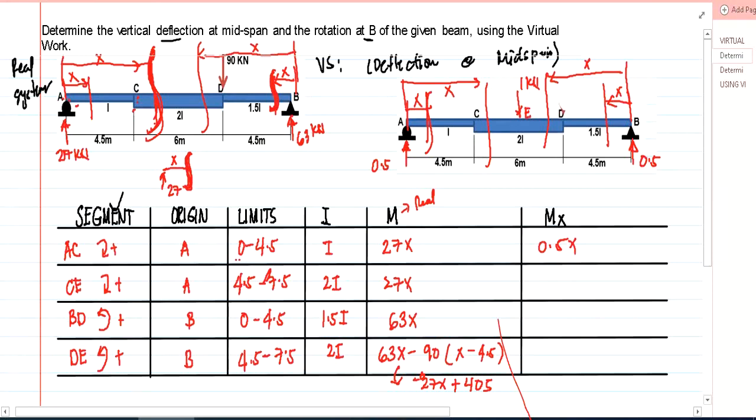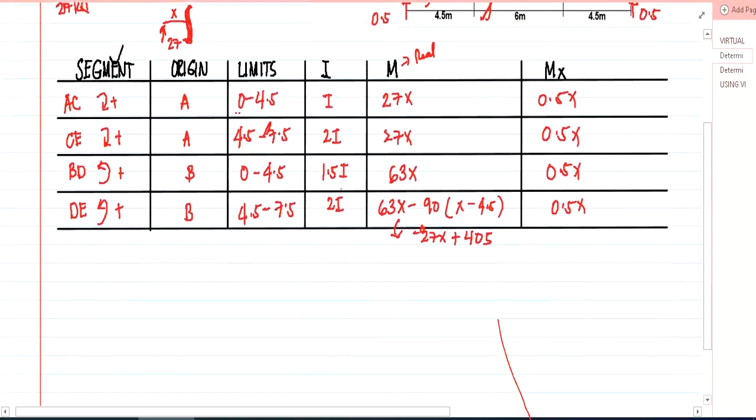Okay, how about for the segment CE? This is our cutting plane at segment CE. Then we take moment here. What will be our moment equation? Positive 0.5x. Okay, for BD, this is our cutting plane. We have 0.5x. And the same with segment DE, we have 0.5x. So we now have our moment equations.